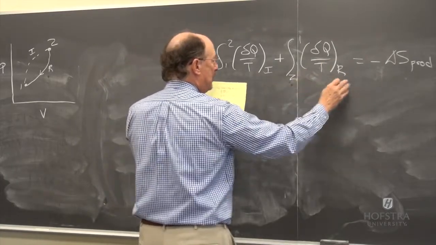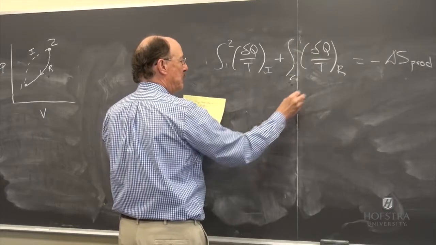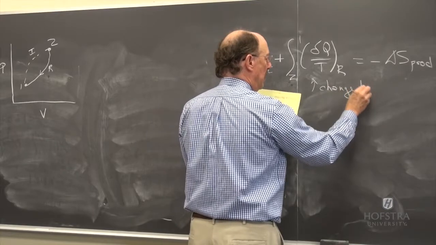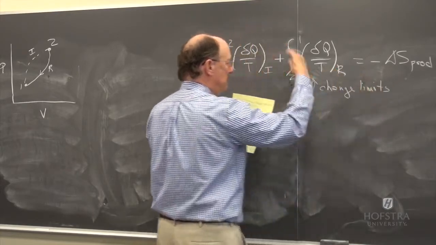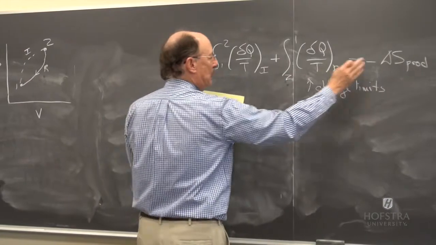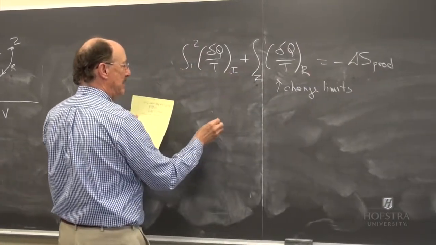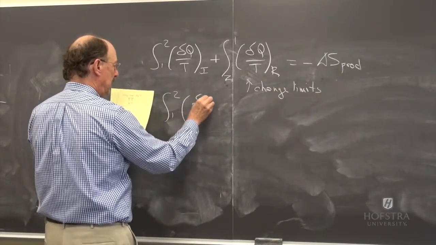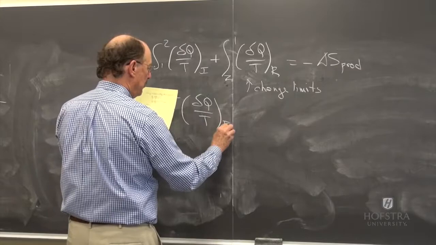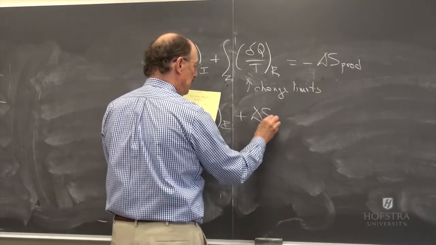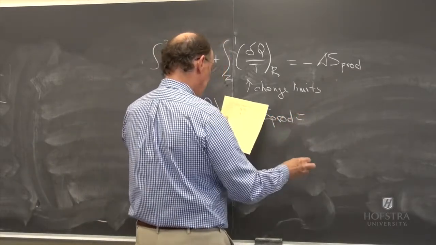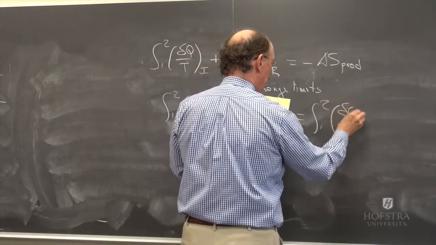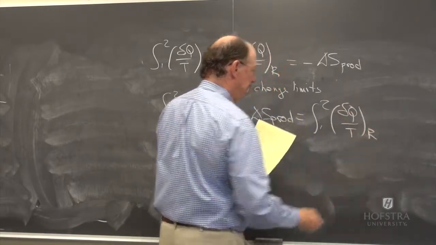Basically I'm going to bring this over to the other side and change the limits. And when I do that, it changes the sign. So if I bring this over to the right-hand side and this over to the left-hand side, I'll have that the integral from 1 to 2 of del Q over T irreversible plus del S production is equal to the integral from 1 to 2 of del Q over T reversible.